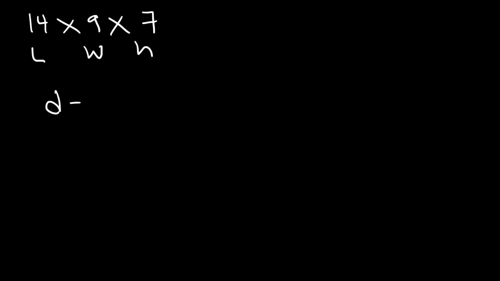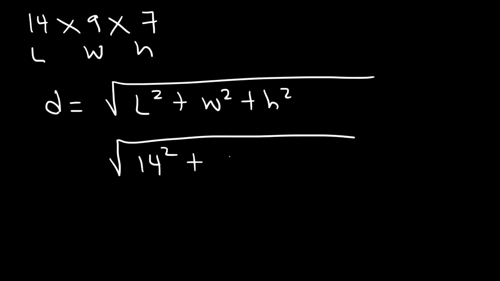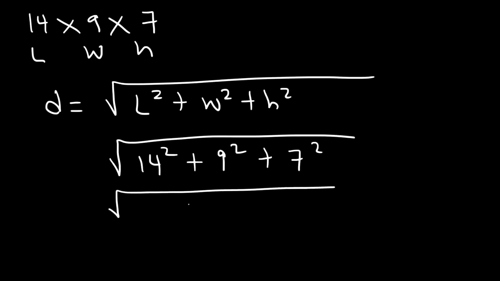So now let's go ahead and find the answer. So it was 14 by 9 by 7. So those were the dimensions of this particular rectangular prism. And this is the length, width, and the height. So let's go ahead and use this formula to calculate the length of the diagonal. So L is 14, W is 9, H is 7. 14 squared is 196, 9 squared is 81, and 7 squared is 49.